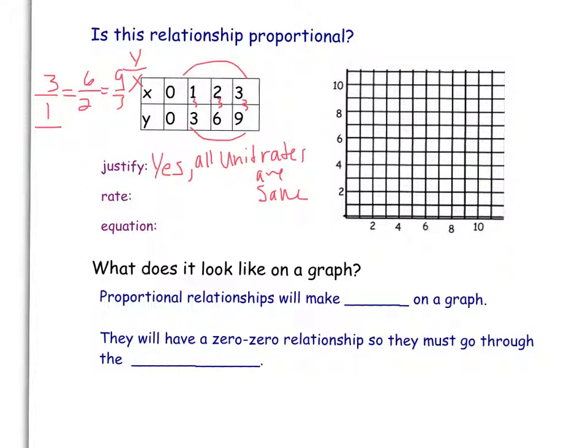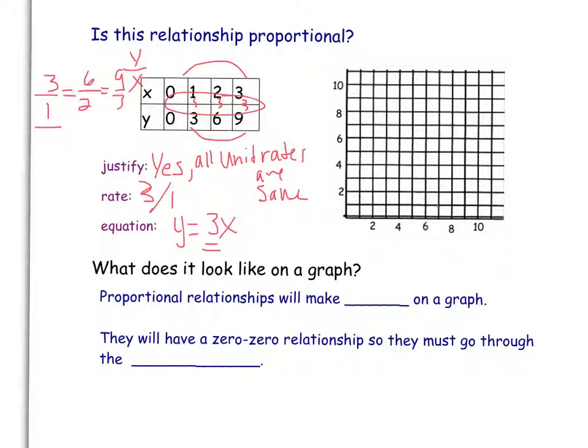So what is that unit rate? Well, I'm multiplying by 3 so I can see it here, but I can also see once I simplify, it is 3 per 1. And the equation, remember, what did we have to do to x to get to y every time? Y equals 3 times x, where this coefficient is our rate. So what does this look like on a graph?